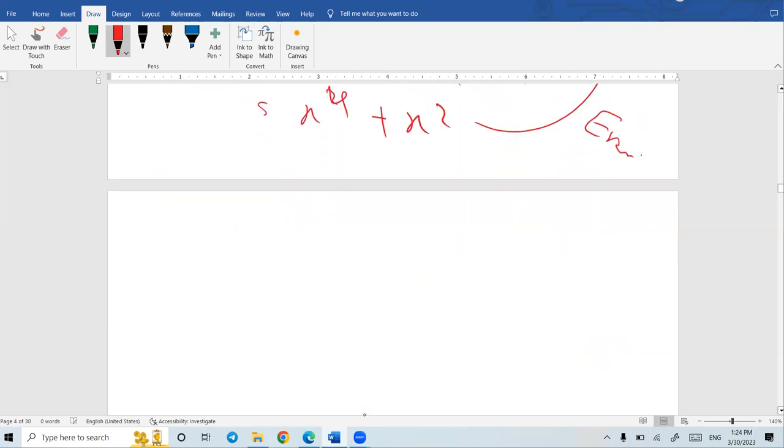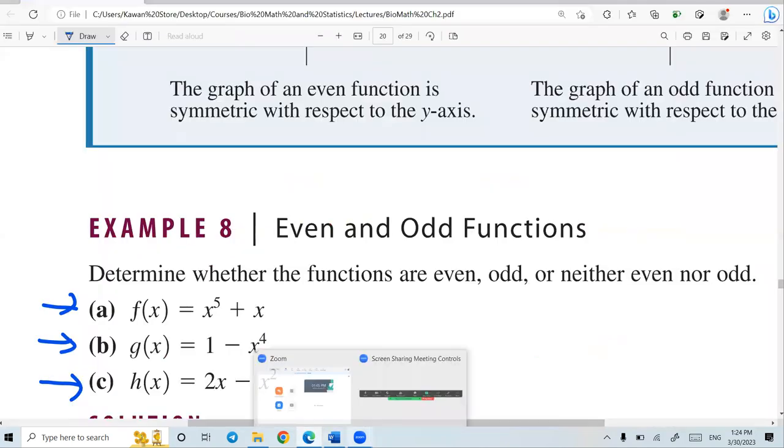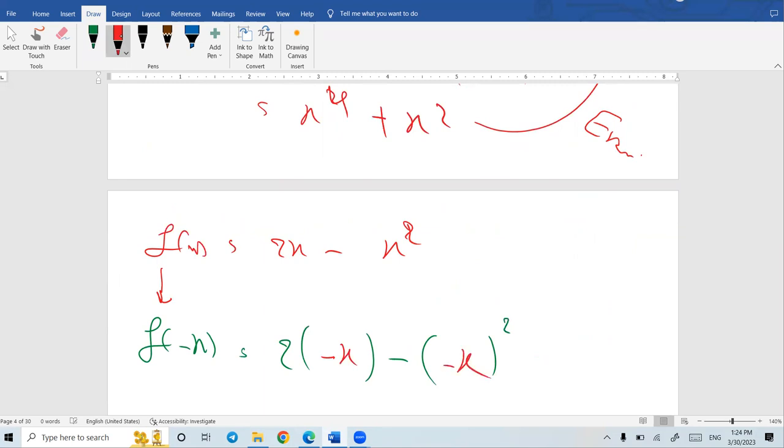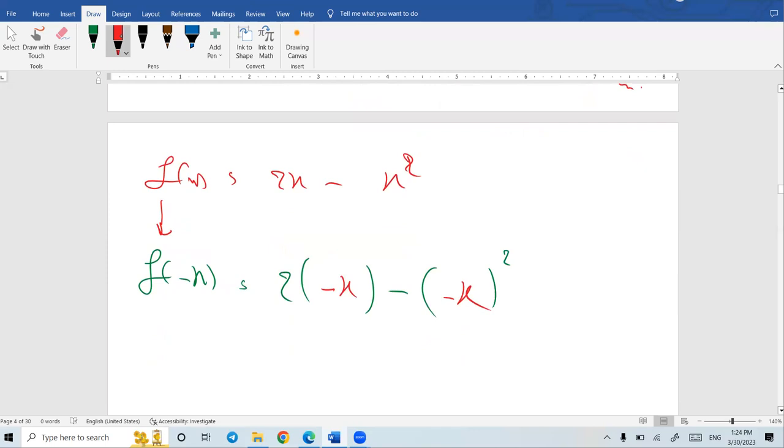How about the third one? The third function, look here: 2x minus x squared. First of all, I should give minus. f of minus x, then I say 2 times minus x minus x squared. Am I right? By the first I will get a 2x, by the second it remains itself. So tell me, if I compare, is that equal to f of x itself? No, so it's not even at all.